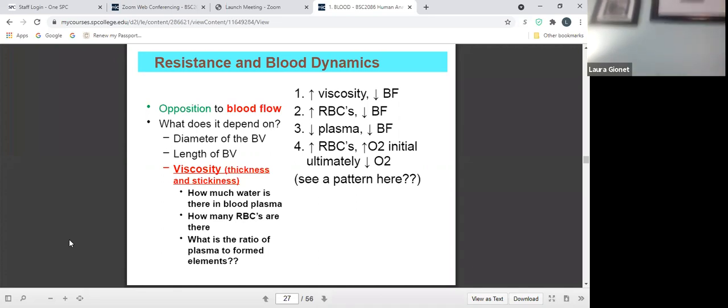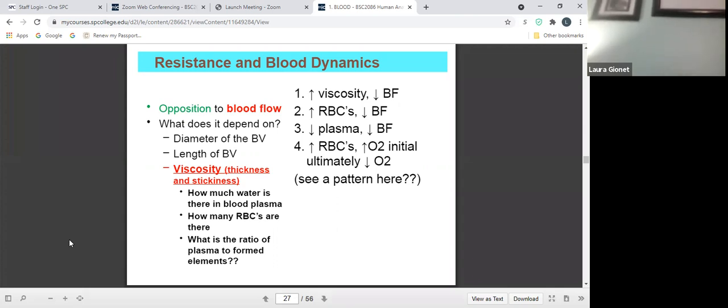You go to squeeze the honey, and you've got to put some muscle into it sometimes to get it to come out. So that's what we're referring to with viscosity. Some of the factors that affect viscosity are the number of red blood cells, right?